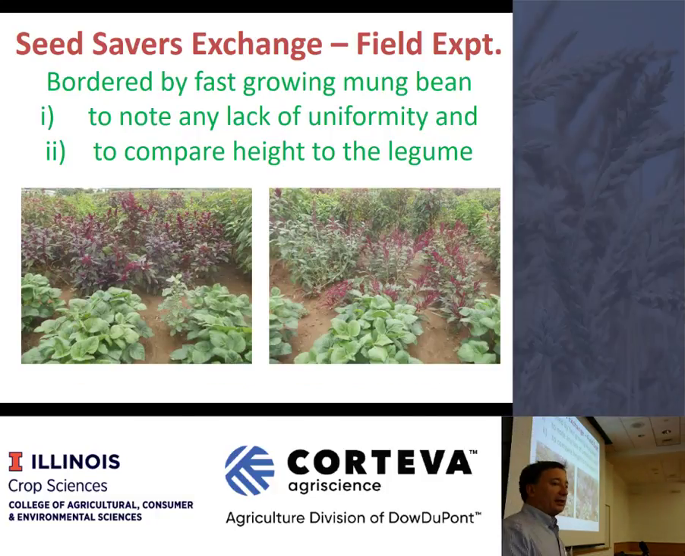We always plant legumes around our borders, and that sort of gives us an idea of how fast the plants are growing. We also use corn on the side of our fields to just compare a C4 with a C4. And this also allows us to notice any lack of uniformity in the soil up and down the rows. And you can see the plot of three rows and compare that height to the legumes.